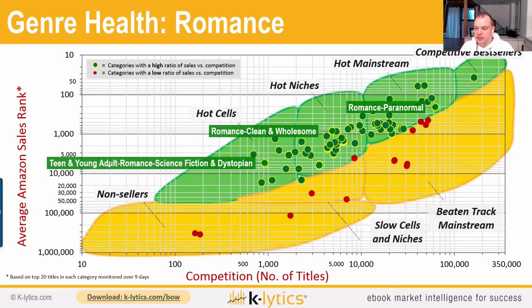And add to that the equation of how things move over time. So, for example, here, teen young adult fiction, science fiction, dystopian, you know, the Bella Forrest niche genre, on the back of the Hunger Games and all that stuff.